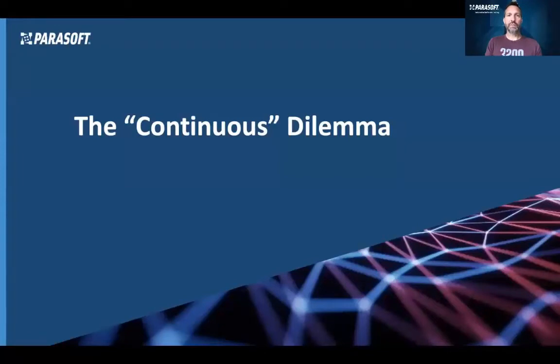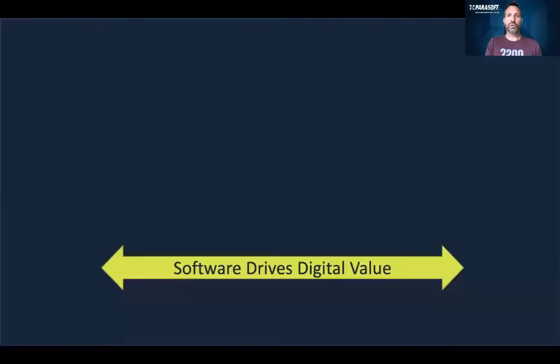So let's talk about the continuous dilemma. One of the things that I think everybody would agree with is that software is really at the heart of digital transformation. It has been for well over a decade. You could argue it's been so for 2 to 3 decades. But what was it that Marc Andreessen said, software is eating the world, about a decade ago. Since then, I think a lot of organizations have been on a journey as it relates to delivering digital value with software.